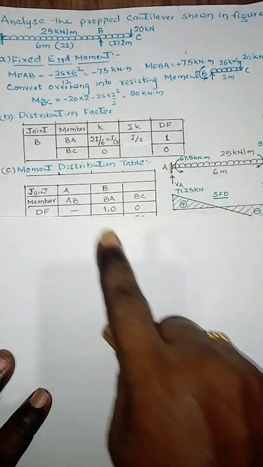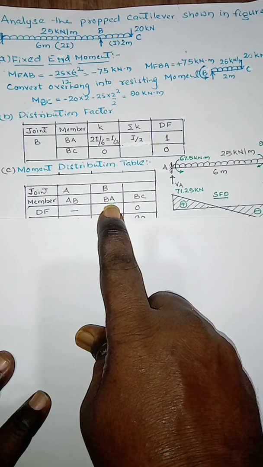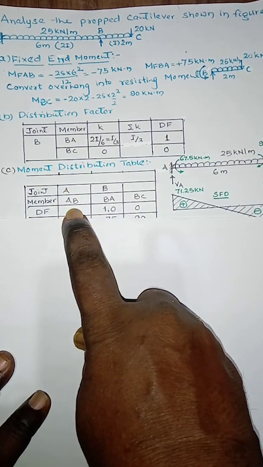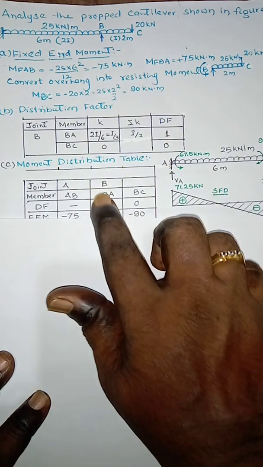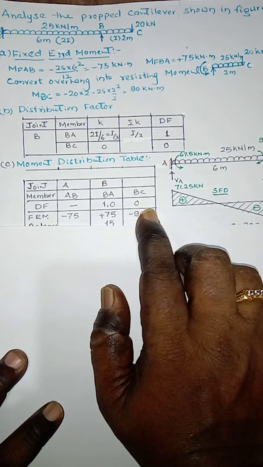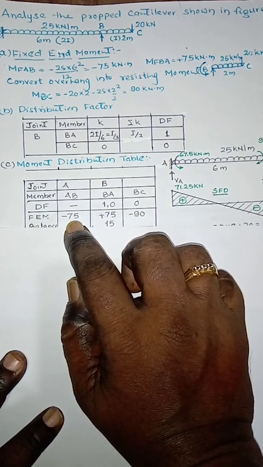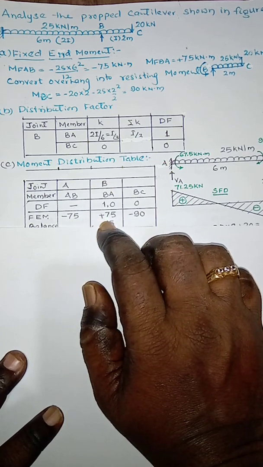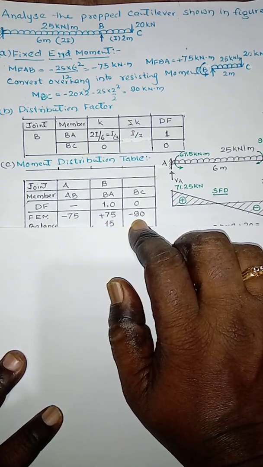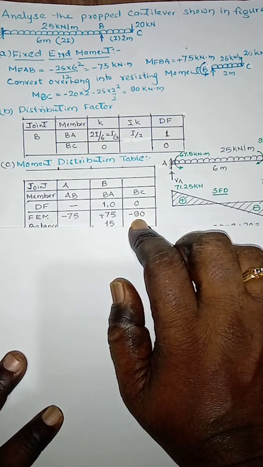Now we have to write the moment distribution table. Here A and B are the two joints: at joint A the member is AB, and at joint B the members are BA and BC. The distribution factor is 1 for BA and 0 for BC. Then the fixed end moment MFAB is minus 75, MFBA is plus 75, and the resisting moment MBC, anti-clockwise, is minus 90.